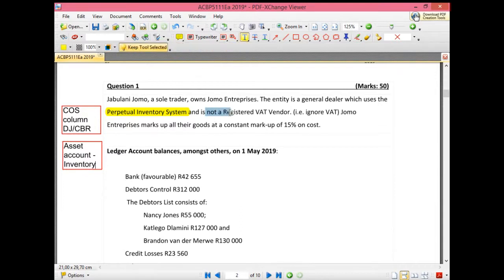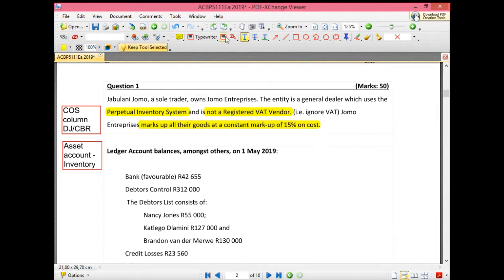Then they tell you we're not a registered VAT vendor. So that means we do not have to take VAT into account when doing this calculation. So they made it a bit easier. That means your debtors control and your sales column should be the same. And then markups are on their goods at a constant markup of 15% on cost.